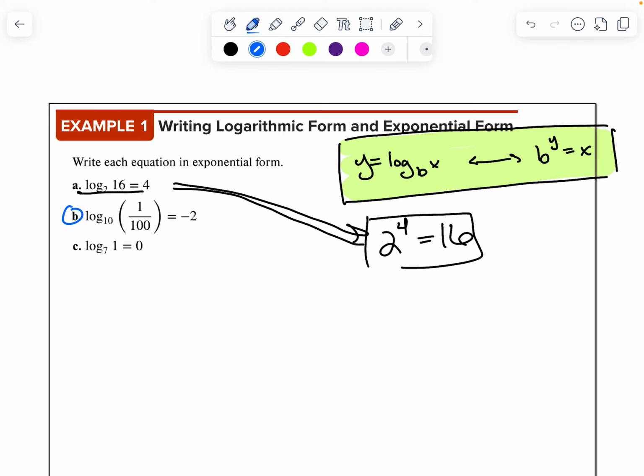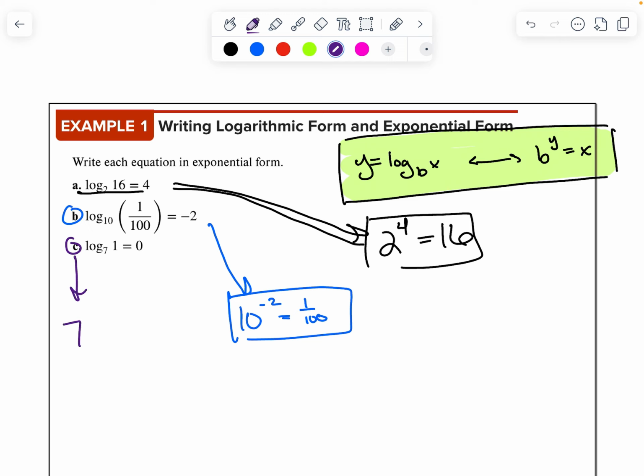All right, how about this one? Log base 10 of 1 over 100 equals -2. I would pause and see if you could do it. Writing this in exponential form, my base is 10, my exponent is -2. The number on the other side is 1 over 100. This is the same equation, just written in a different form. Again, take a second, see if you can do this one. The base is 7, the exponent is 0, the other side is going to be 1.